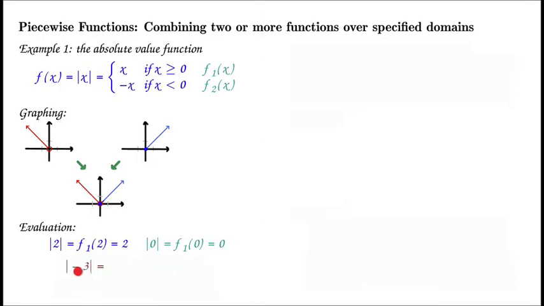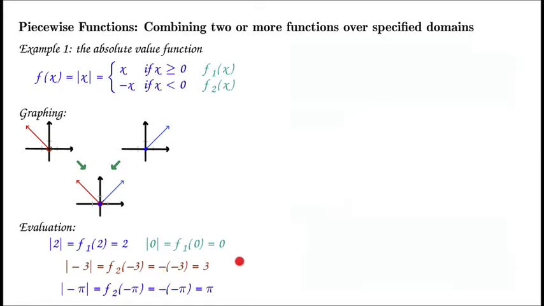If I want the absolute value of a negative number, say absolute value of -3, I am now looking at the f sub 2 piece of my absolute value function. So I want f sub 2 of -3. It tells me to write down negative x, so I have -(-3), which gives me 3, the positive value that I'm hoping for. Likewise, if I look at the absolute value of minus pi, I am in negative values, so I want f sub 2 of minus pi. So I have negative (-pi), which gives me pi, just as I had hoped.